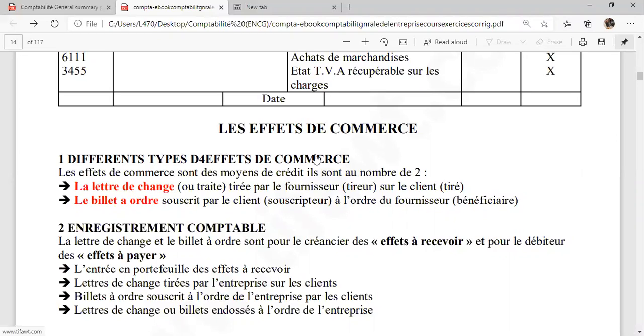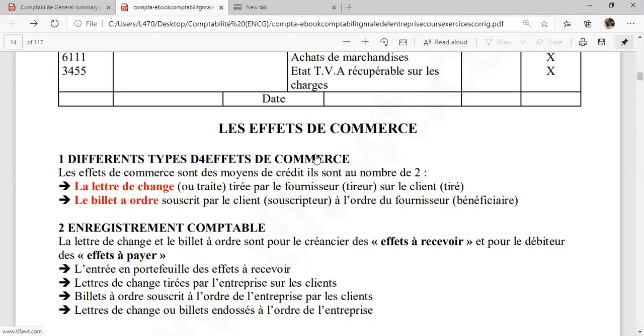So what happens here is that I'll write to my furnisher an effet de commerce. It's like a bank order. By this, my furnisher can go strictly to my bank, the bank I bank with, and ask them for the sum of money indicated on this effet de commerce. So in this case, he wouldn't even have to bother me by asking me for the money.